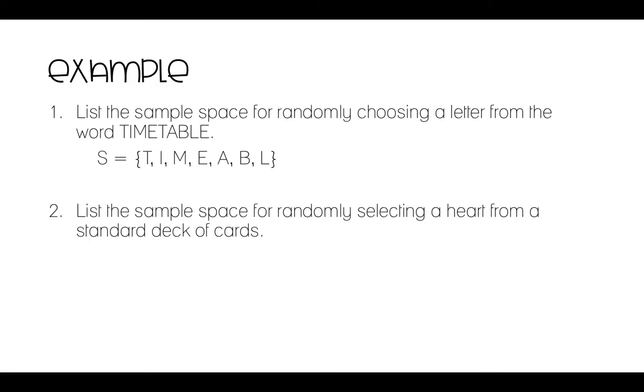So I want you to pause it and list the sample space for randomly selecting a heart from a standard deck of cards. So you should have had your S equals, your sample space equals, your squiggly brackets, hearts, diamonds, spades, clubs, as they are the 4 suits that we could have.